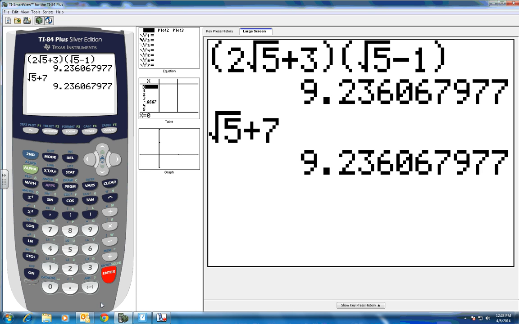So if you forget, you won't forget how to FOIL, but if you're not for sure if your answer is right, then plug in your choices and see which one matches up with that decimal form of the question. Okay? All right.